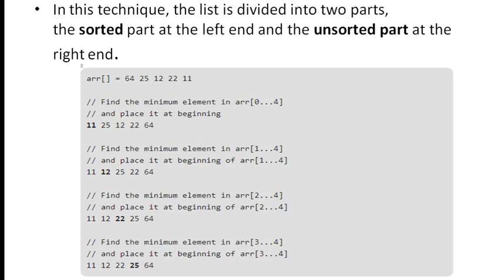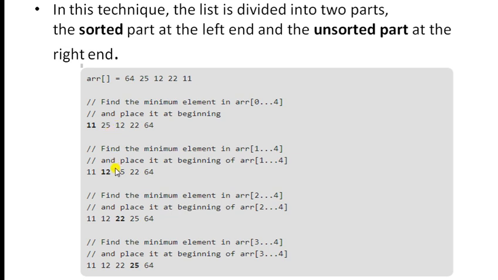So how are we doing it? Find the minimum element in the array from index 0 to 4 and place it at the beginning. So the minimum element among these is 11. So this comes to the beginning. Then again, from the unsorted part, we find the minimum element, that is 12. 12 goes to the first part.